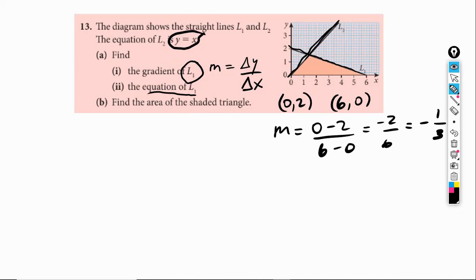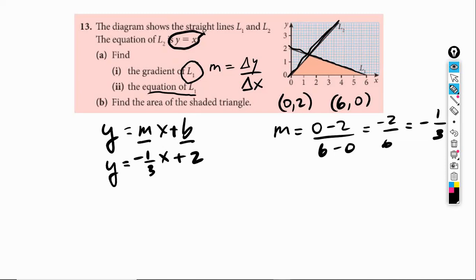Now, because this is a line, remember that those equations are in the form of y equals mx plus b. And we already have m, and we also have b, because m, as we just found, is minus 1/3, so y equals minus 1/3 x plus b, which is the y-intercept, and that was 2. So this would be the equation of the line. Now, for part B, so this was all part A, that was what we did before, it says find the area of the shaded triangle.